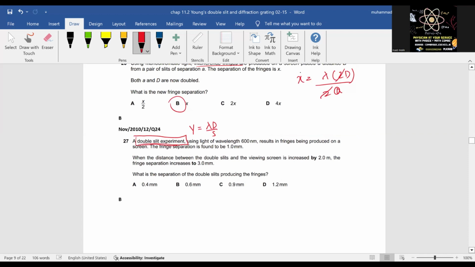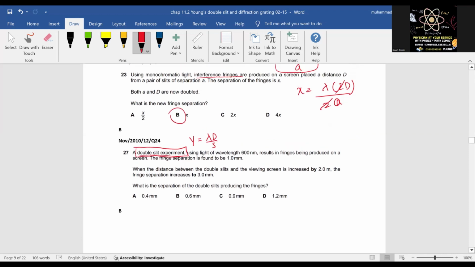अब तुम्हें ये तो पता चल गया। अब देखो उसके अंदर उसने क्या कहा हुआ है कि वेवलेंथ तुम्हें दे रखी है और द फ्रिंज सेपरेशन y तुम्हें दिया हुआ है। दिस इज y, एंड दिस इज वेवलेंथ λ। पहला केस ये हो गया। दूसरा केस, व्हेन द डिस्टेंस बिटवीन द डबल स्लिट एंड द व्यूइंग स्क्रीन इज नाउ इंक्रीज्ड बाय 2 मीटर, तो आपके पास जो नई फ्रिंज सेपरेशन है वो 3 हो रही है। व्हाट इज द सेपरेशन ऑफ द डबल स्लिट?